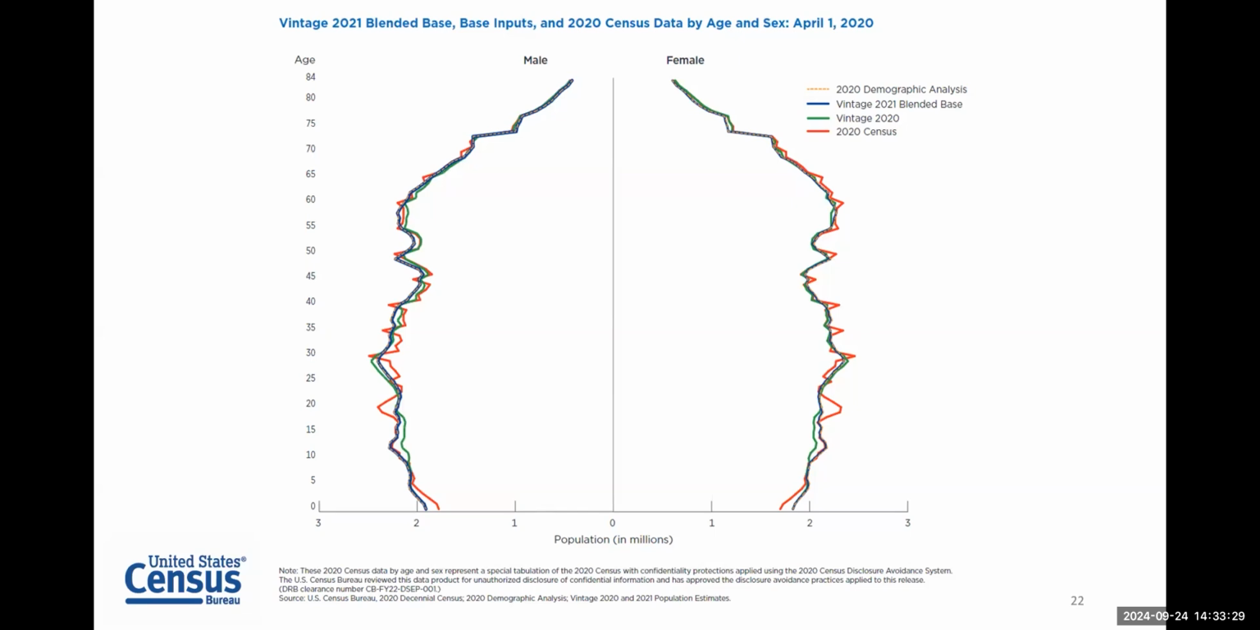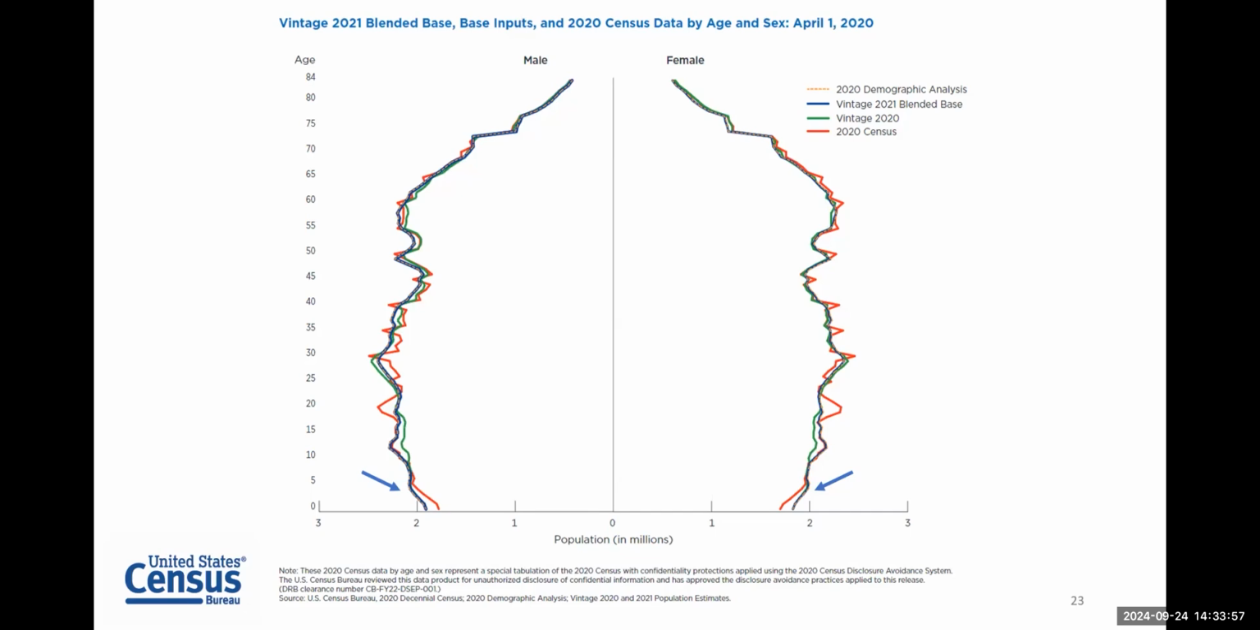So for the blended base, we actually use those estimates for our age and sex distribution at national level. And I want you to look at these youngest ages, down at the bottom. This red line is the 2020 census, and the blue line is our blended base. The big takeaway here is that the blended base, because of that DA control, shows more young children than we would have seen if we'd used the 2020 census. So it's basically improving or correcting the undercounted young children.